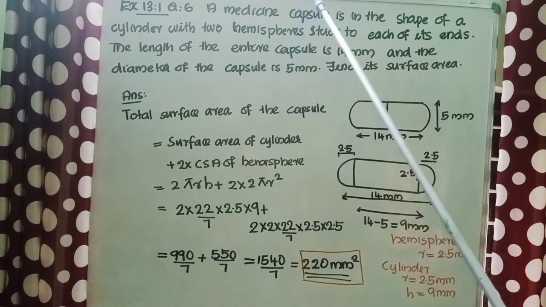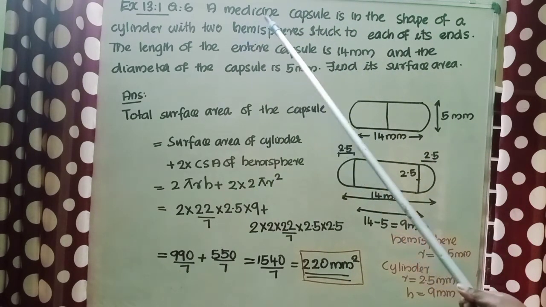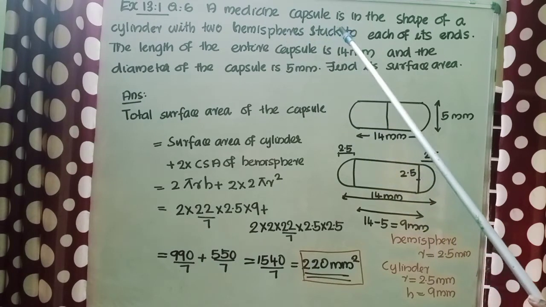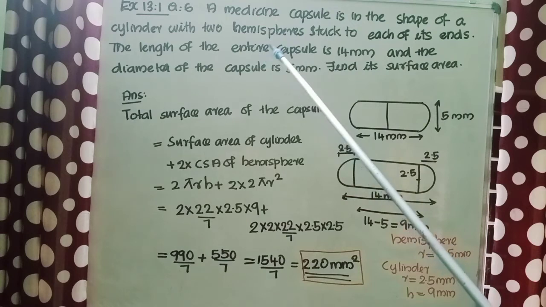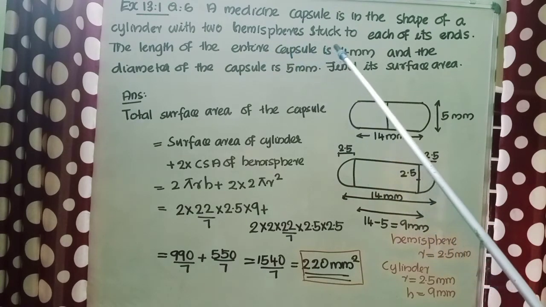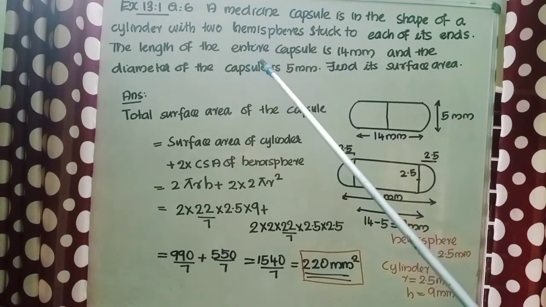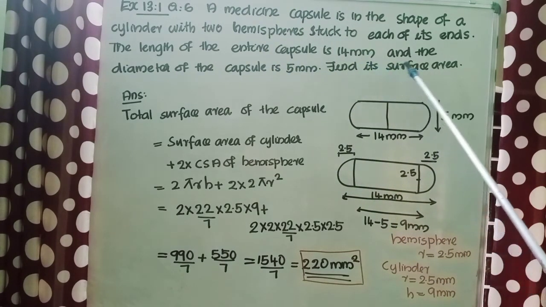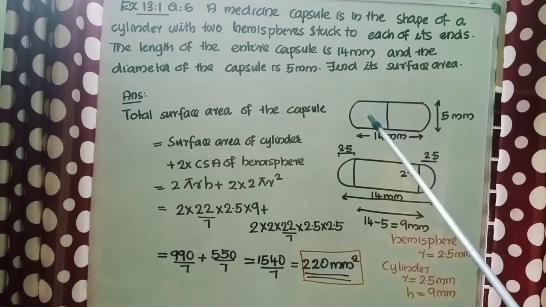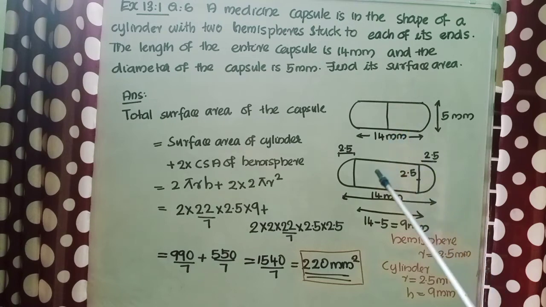A medicine capsule is in the shape of a cylinder with two hemispheres stuck to each of its ends. The length of the entire capsule is 14 millimeter and the diameter of the capsule is 5 millimeter. Find its surface area. So here is given the figure of the capsule. I have drawn it again here.